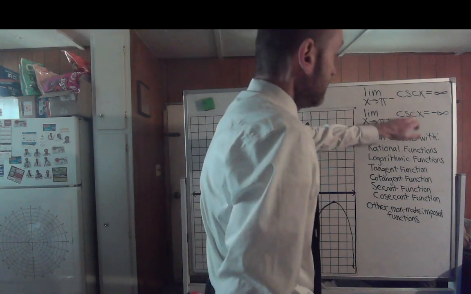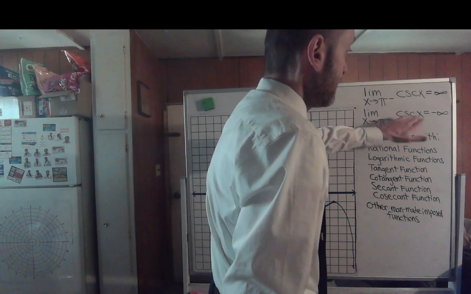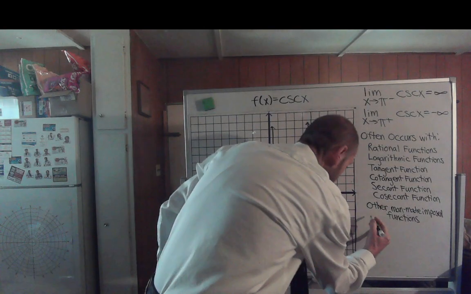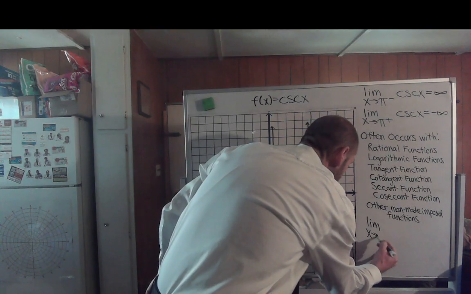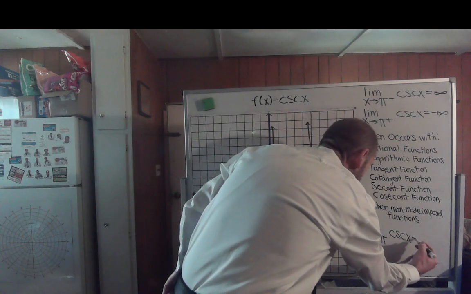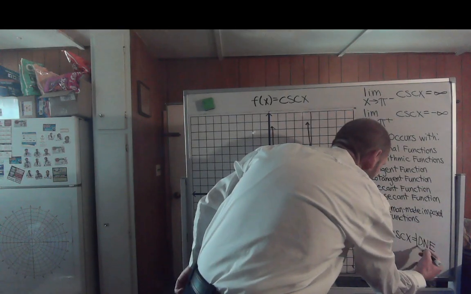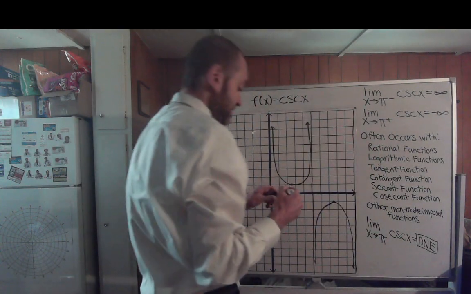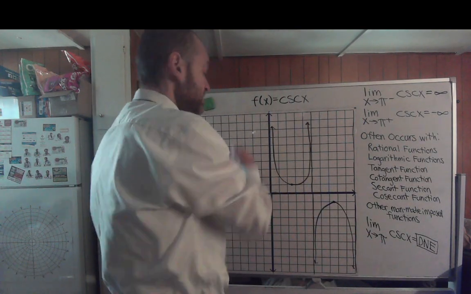You've got two limits here. The left-handed limit goes towards infinity. The right-handed limit goes towards negative infinity. So that means we can say the general limit as x approaches pi of the cosecant of x does not exist. So the general limit as x approaches pi of the cosecant of x does not exist.